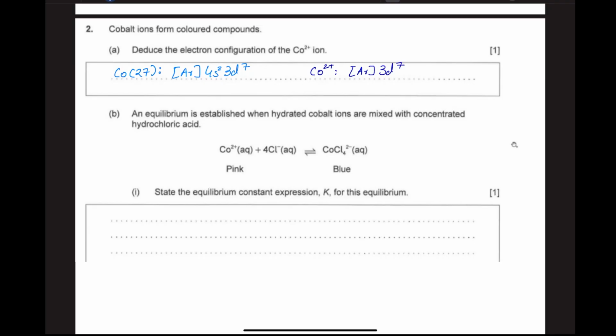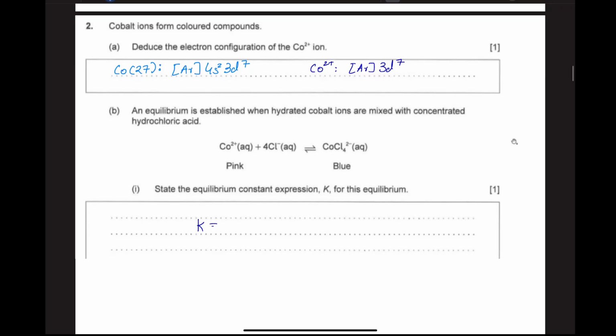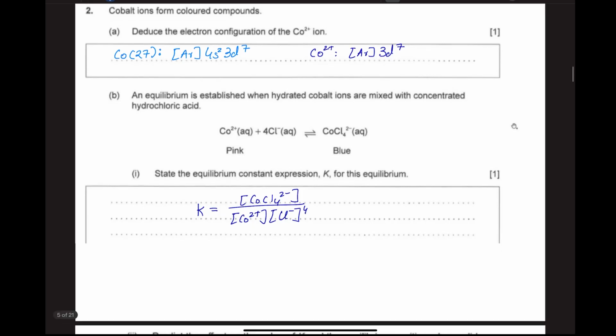Next, we have this equilibrium equation. We have to find the equilibrium constant. So this will be [CoCl4 2-] the product, divided by the reactants, [Co2+][Cl-]^4. That's the answer to B1.